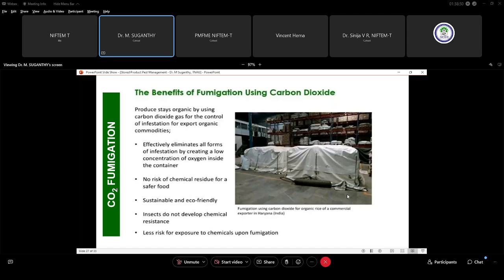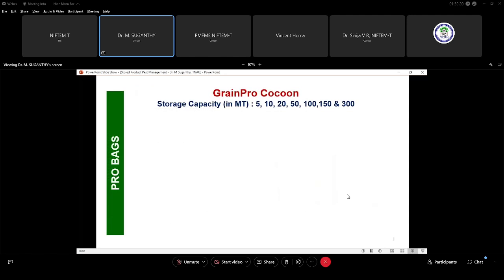If we use chemicals for fumigation, one fine morning the insects will develop resistance. But with carbon dioxide fumigation, the insects will not be able to develop resistance because it is not a chemical. It is just reducing the level of oxygen, and due to asphyxiation, the insects will die. So there is low risk of exposure to chemicals upon fumigation. So these are all the advantages.